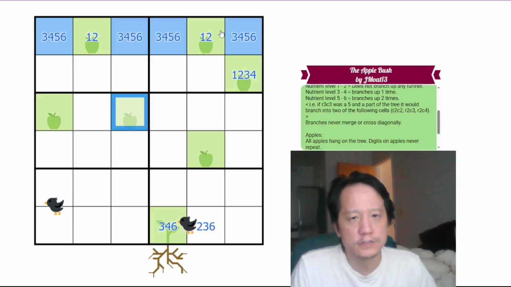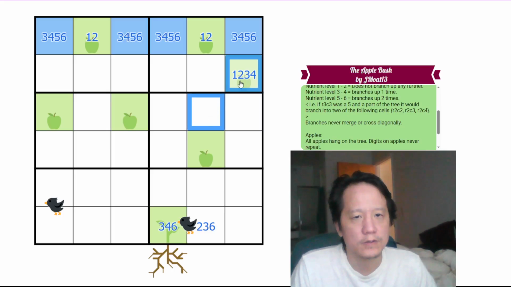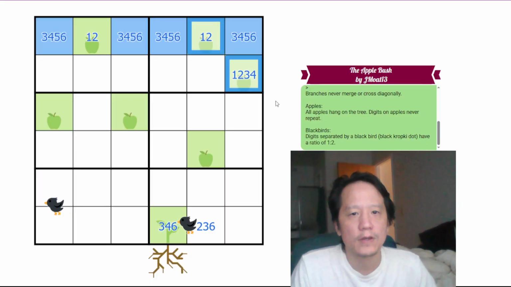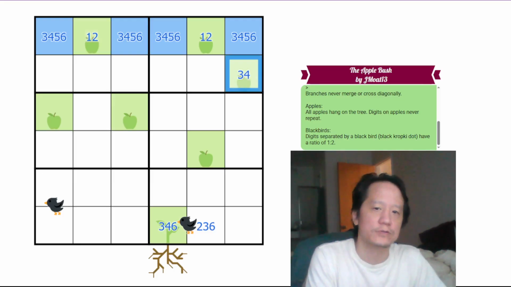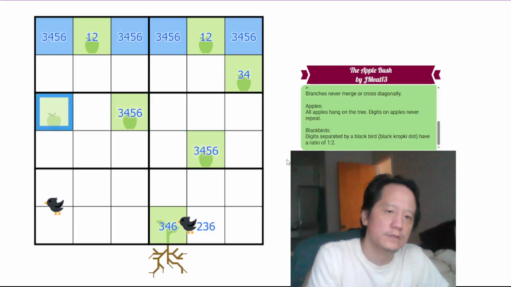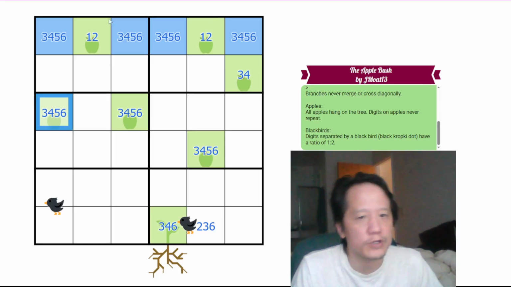So it could stop here, and we know the other one has to branch up 1. So it's 3 or 4. This could be the 3 or 4, and it branches up that way. We do not have repeats, right, on the apples? Yes, digits on apples never repeat. So we have a 1 to 2 ratio, so this cannot be 1 or 2. That means the rest of the apples must be 3 through 6, which means they will always go up.